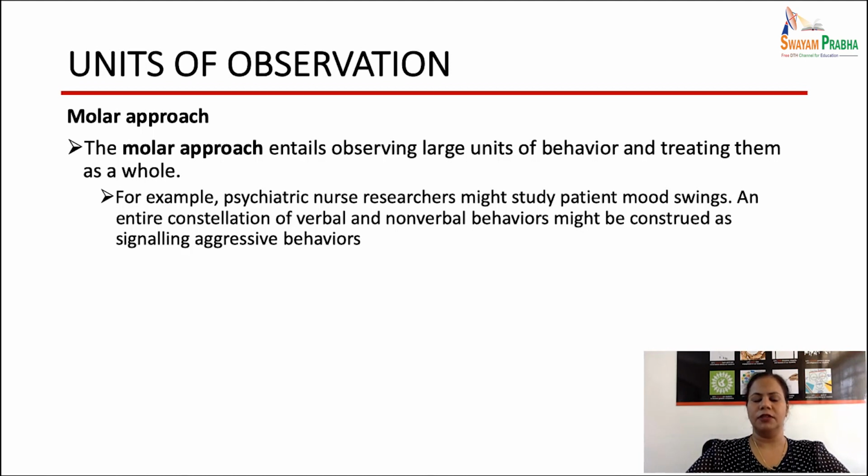For example, here I have given one example that psychiatric nurse researchers might study patients' mood swings. So a patient can be observed for a whole day, and he can be observed for his verbal and non-verbal behaviors, and how these behaviors are changing into aggressive behavior. So that as a whole, everything will give us the information about patients' mood swings. So this is a molar approach where we are observing a large unit of behavior, and that large unit of behavior we treat as a whole.